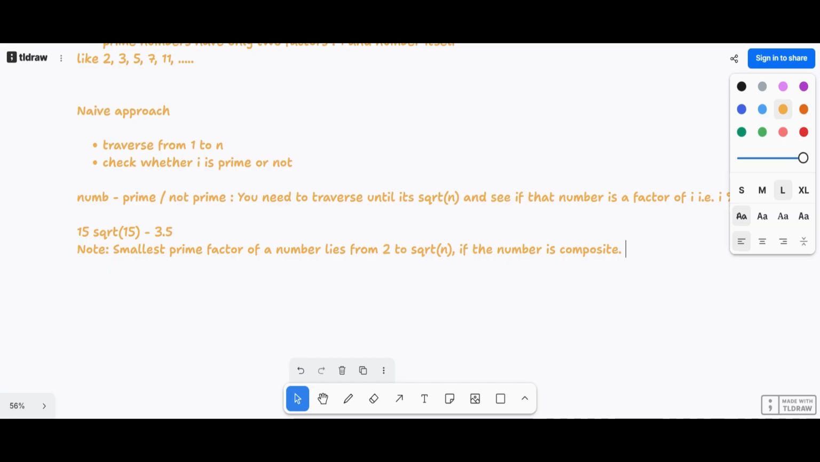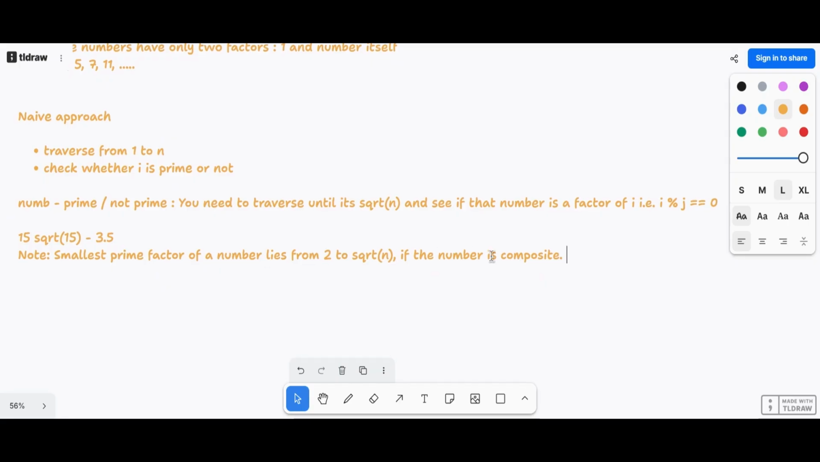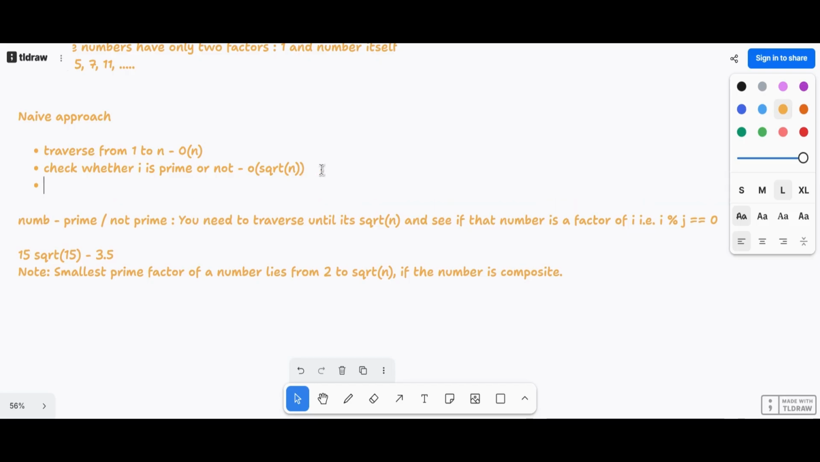Okay, so that means that 15 is not a prime number. So I need to traverse until square root of n. This will take order of square root of n time complexity, and this will take order of n time complexity. So in total, the time complexity is taken as order of n into square root of n, right?